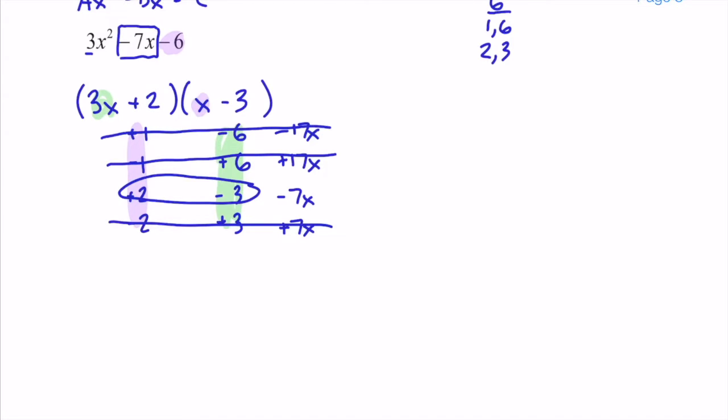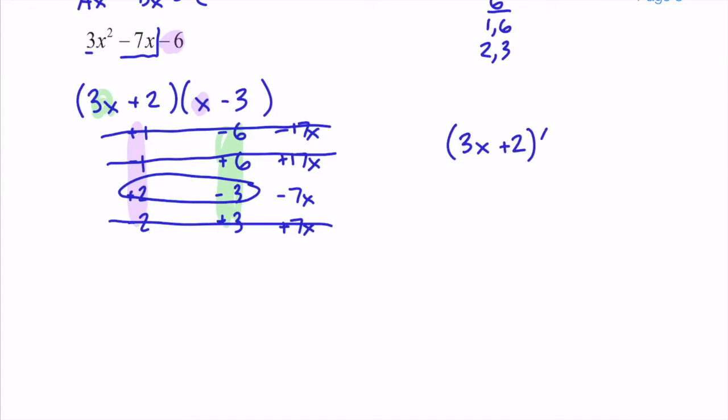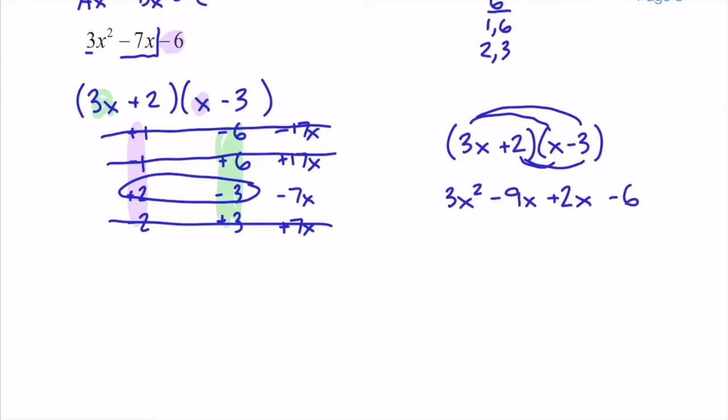Now you always should do a quick check. So if I take this 3x plus 2 and multiply it by x minus 3, 3x times x gives me 3x squared. 3x times 3 gives me negative 9x. The 2 times the x gives me plus 2x. And the 2 times the negative 3 gives me negative 6.